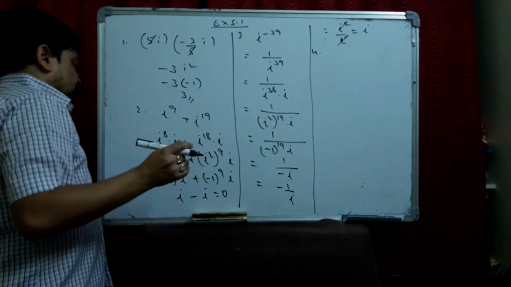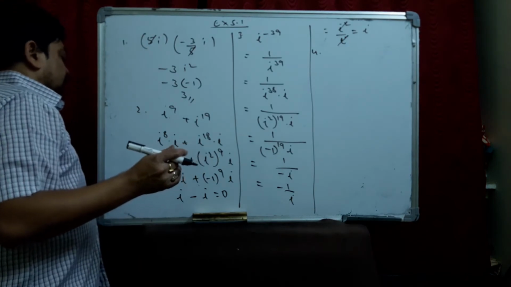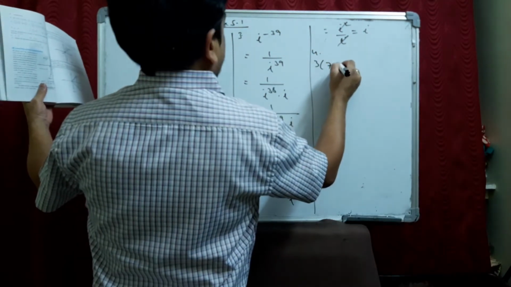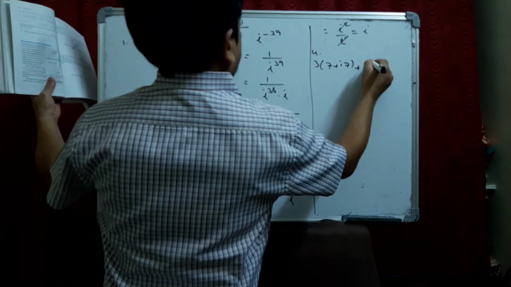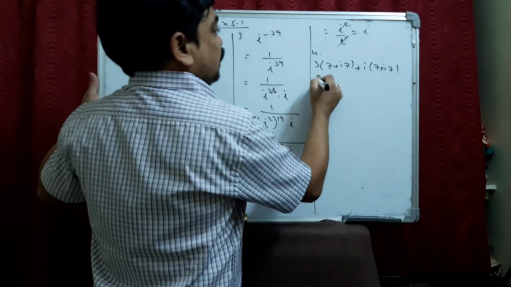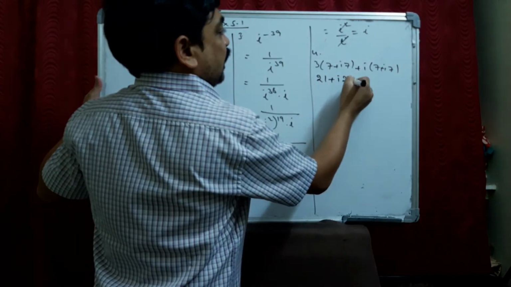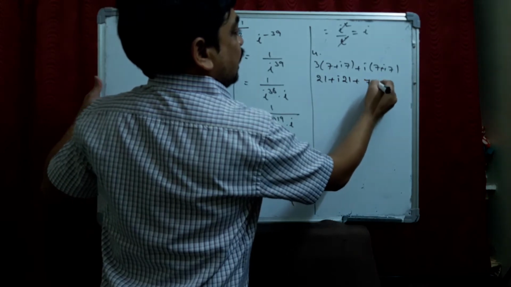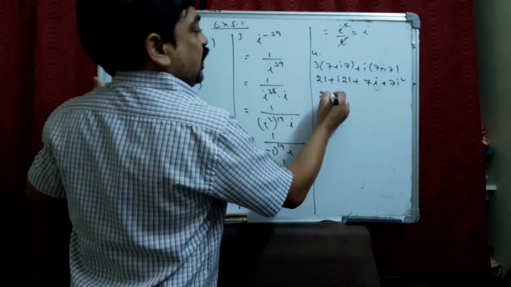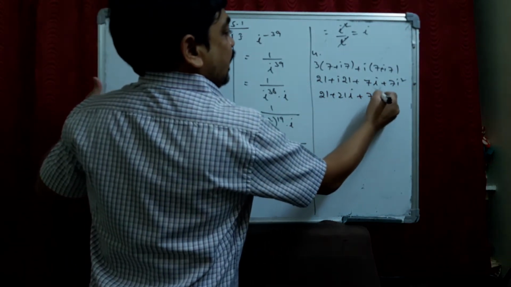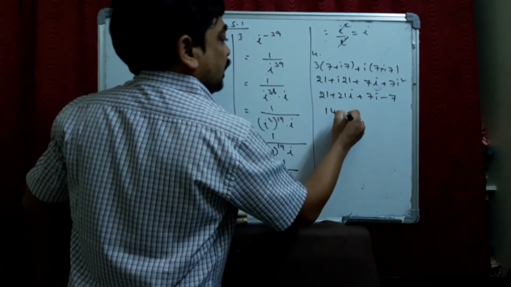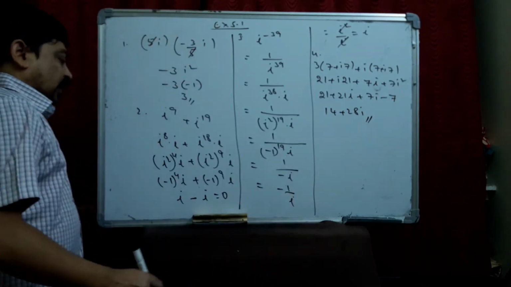Okay? See the fourth problem. 3 plus i into 7 plus i into 7 plus i. Let us multiply. It becomes 3 sevens 21 plus i into 21 plus i into 7, 7i plus 7i square. It becomes 21 plus 21i, 7i minus 7, because i square value is minus 1. 21 minus 7 is 14 plus 28i. Okay.